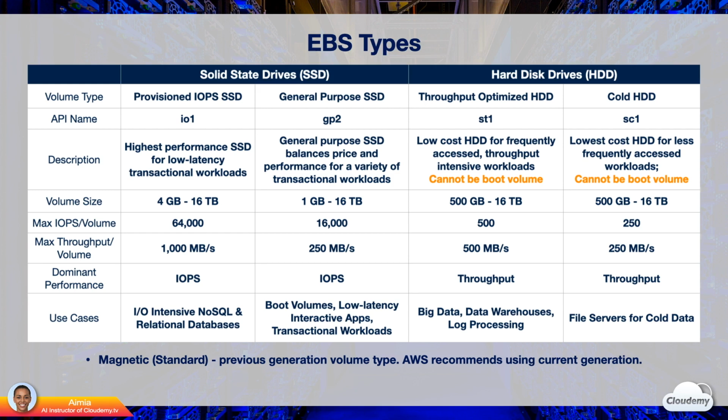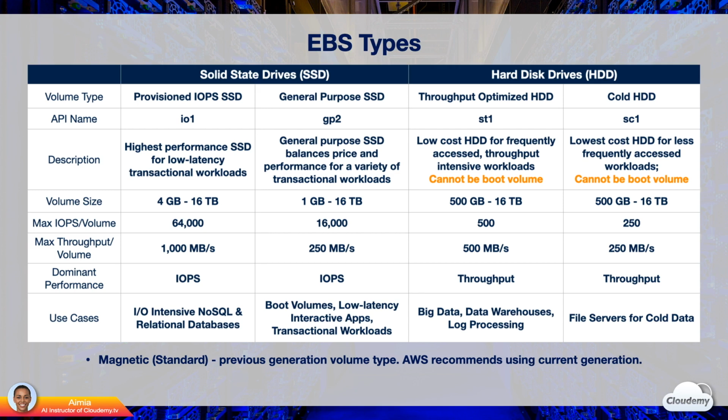testing environments. Throughput optimized HDD, or ST1, volume is the low-cost HDD storage. Each throughput optimized HDD volume can provide 500 maximum IOPS and 500 megabytes per second maximum throughput. It's designed for frequently accessed, throughput-intensive workloads, such as log processing, ETL, big data, MapReduce, Kafka, and data warehouses. Throughput-optimized HDD cannot be used as a boot volume.